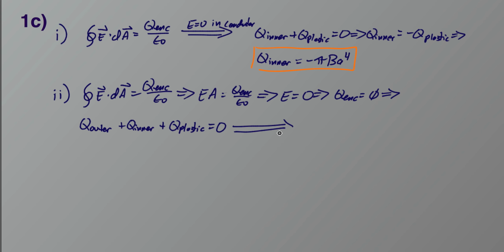Well, we've already figured out that Q inner is minus beta pi a to the 4th. Did that right up there. And Q plastic, in our plastic sphere, our enclosed charge, is beta pi a to the 4th. Therefore, when we substitute in, all that leaves is that Q outer must be equal to 0. And I think we're pretty well covered now for 1C.